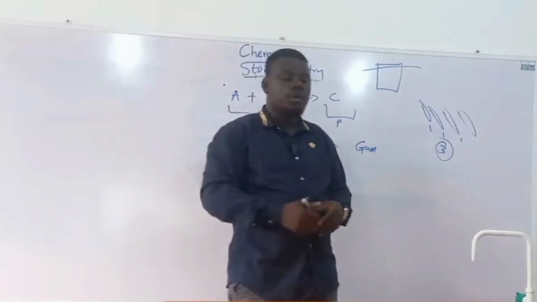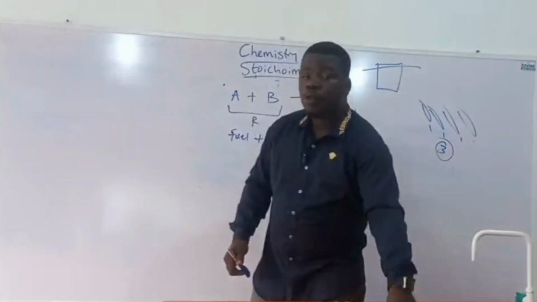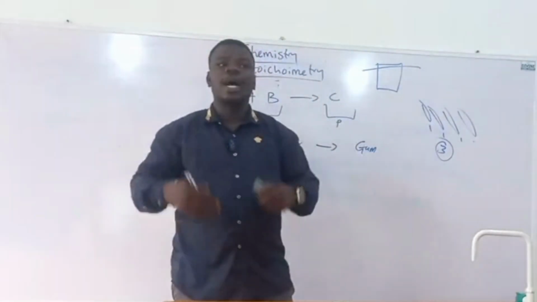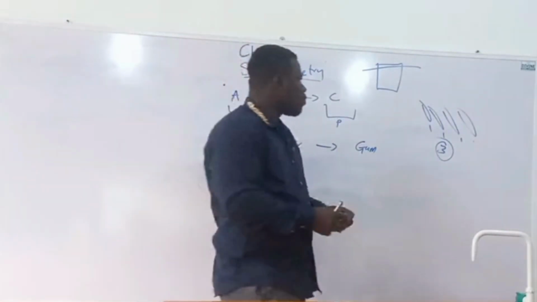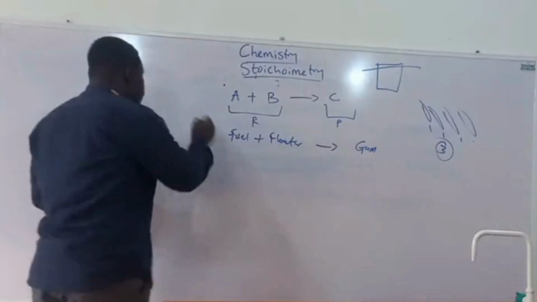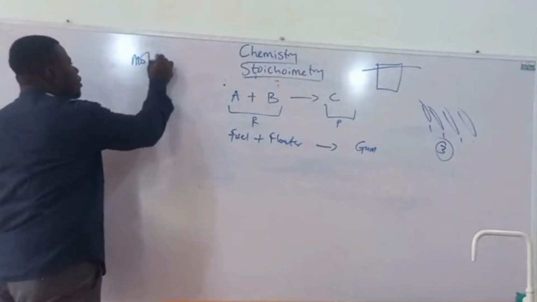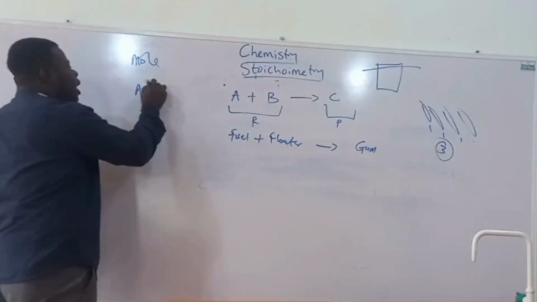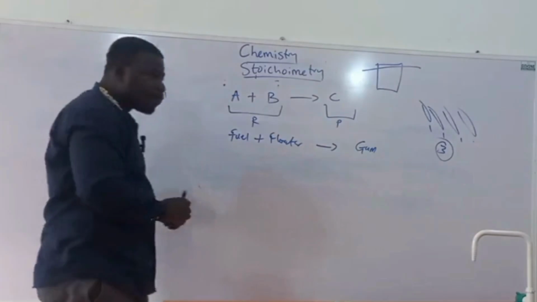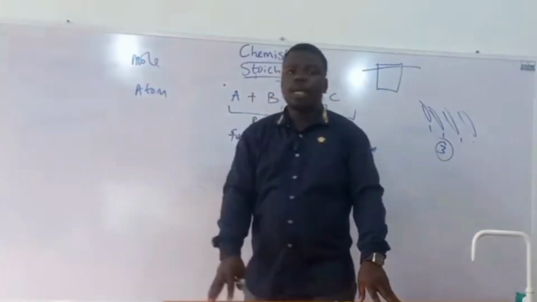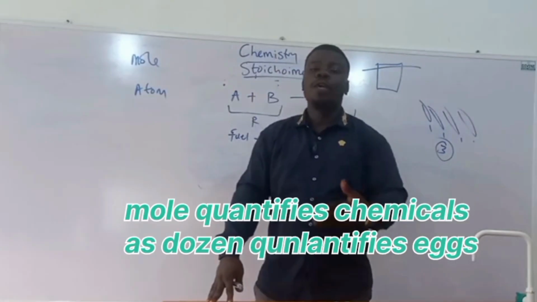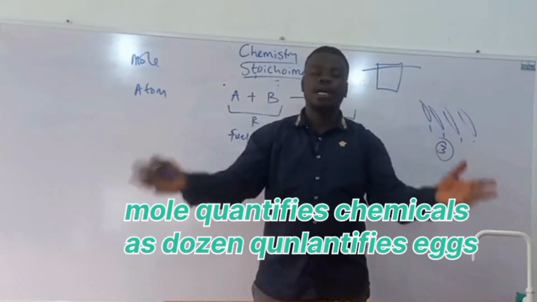How we go about it is that we'll first of all look at 2 terminologies that are going to assist us towards solving stoichiometry problems. Number 1, we look at a mole. Number 2, we look at atoms. Quickly, what is a mole? A mole is a word or a unit that quantifies items.